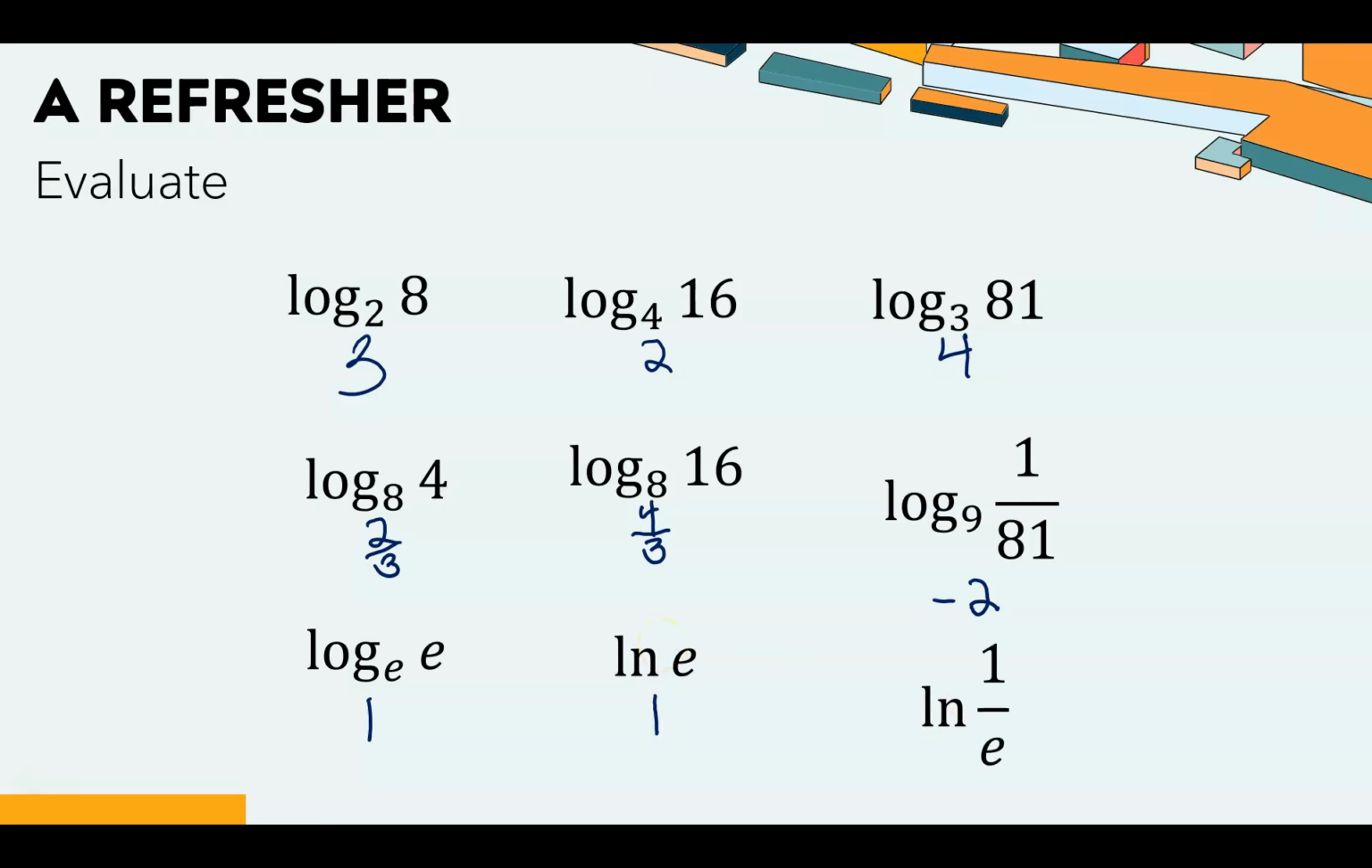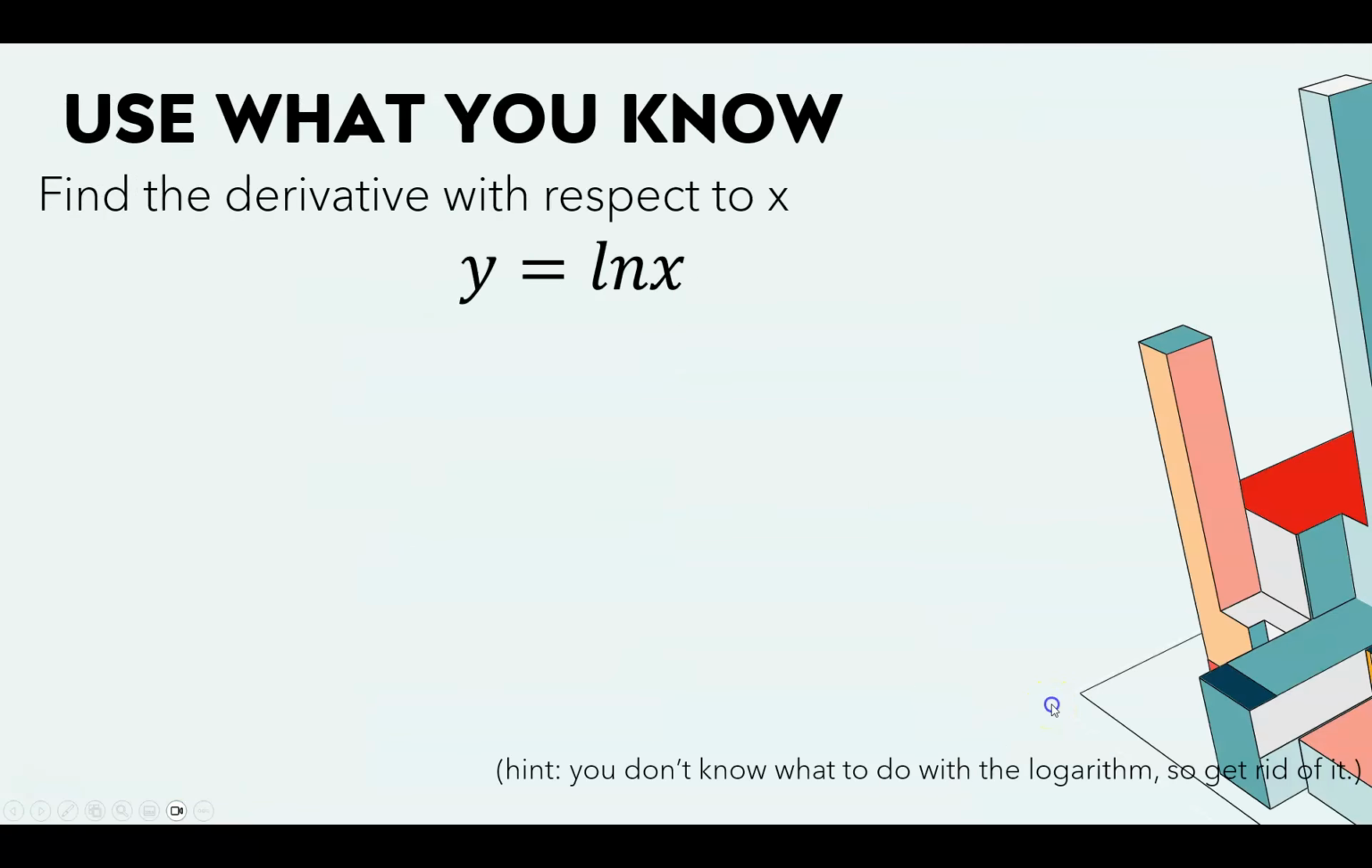And, okay, natural log of 1 over e. What exponent do we put on e to get 1 over e? -1. Hopefully that's a nice refresher on logarithms. If that wasn't good enough, you probably need to go back and do more logarithms. So that's kind of all you need to know to find the derivative of natural log of x.